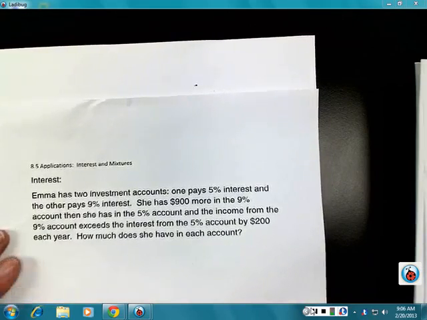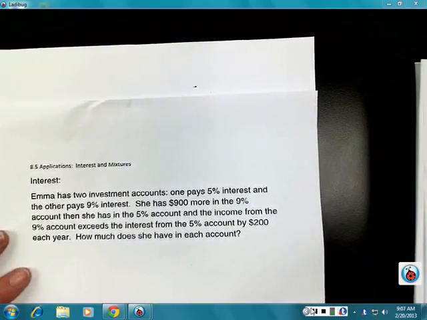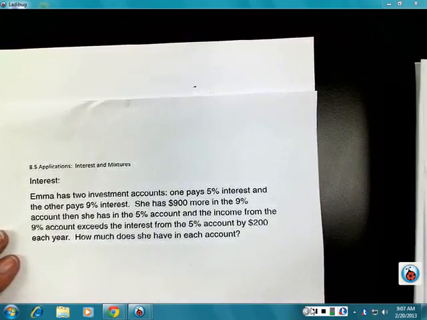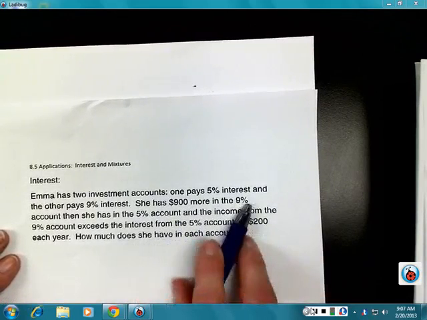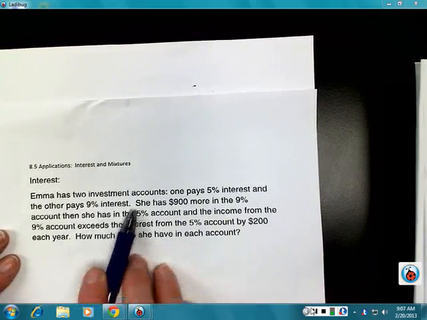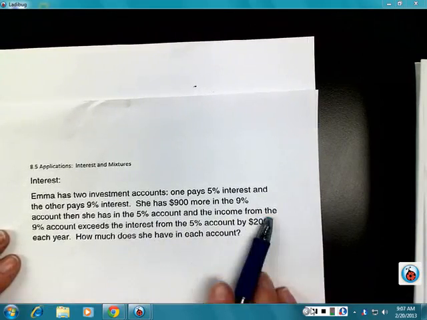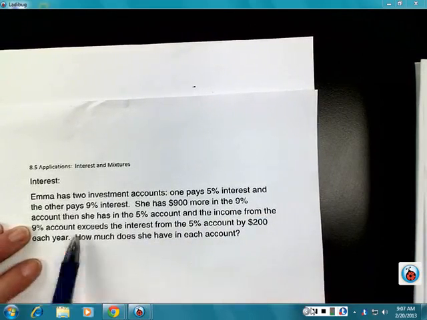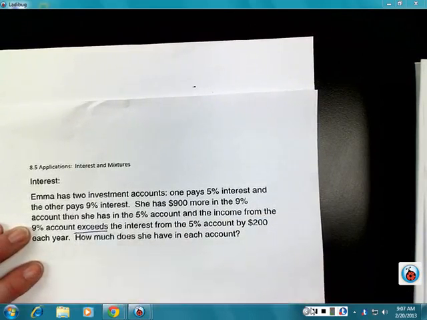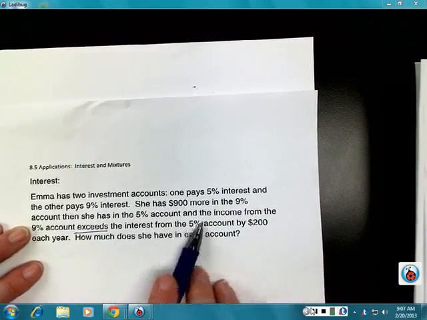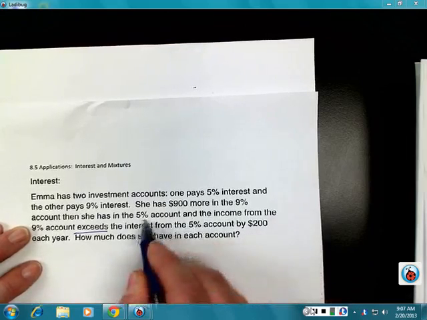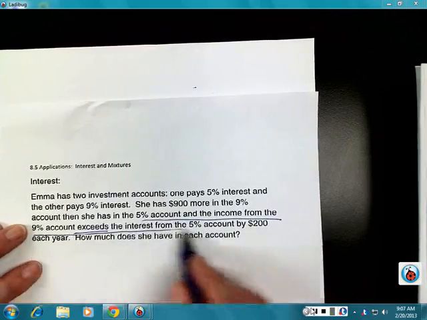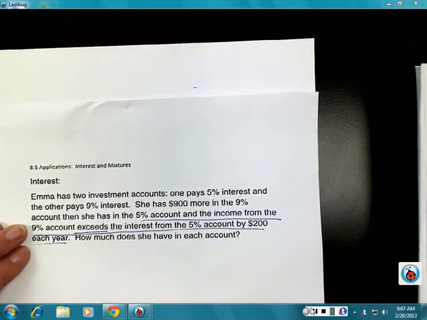So if we look at the very first one, and I think you should have that on your sheet, it says Irma has 2 investment accounts. One pays 5% interest and the other pays 9% interest. She has $900 more in the 9% account than she has in the 5% account. And the income from the 9% account exceeds, what does exceed mean? More than the interest from the 5% account by $200 each year. That's the tricky piece with this whole thing, because we've got to come up with what that part of the equation happens to be.